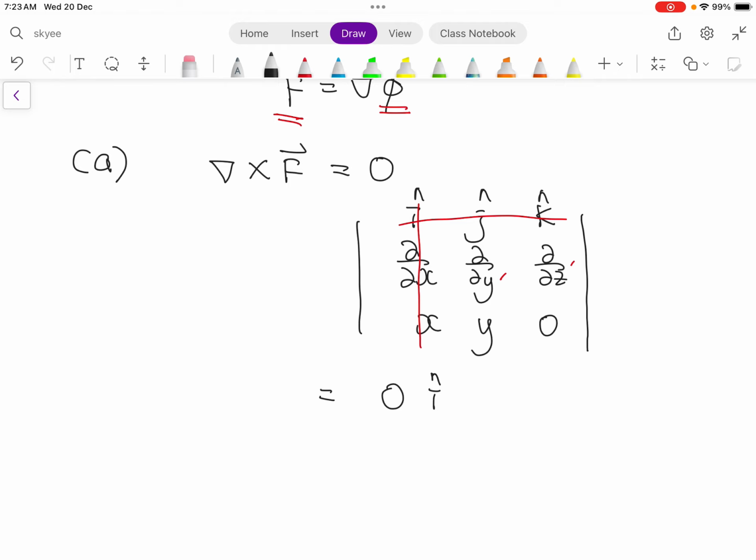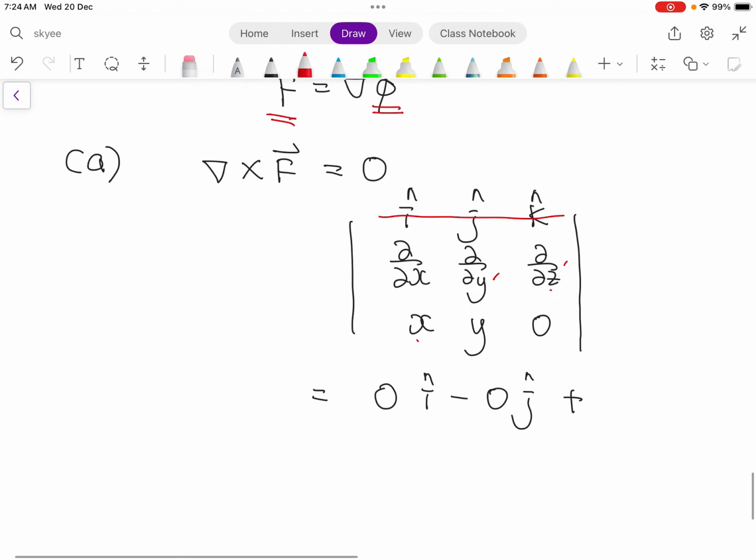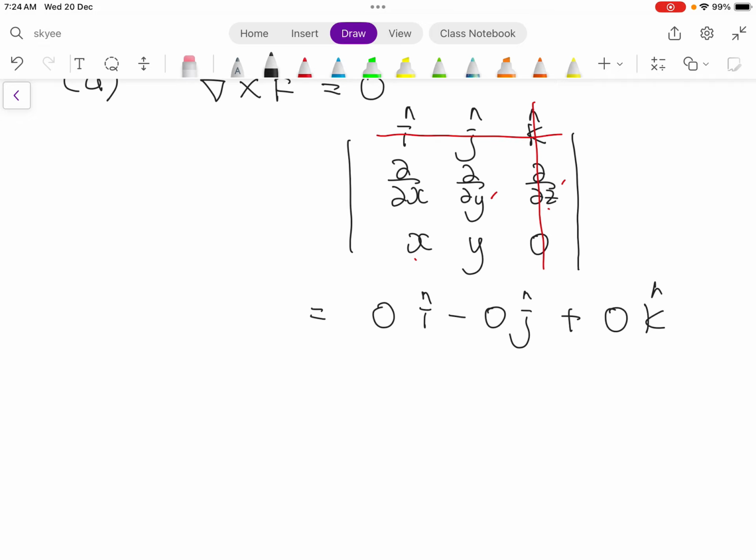For the j component, you repeat the same thing. You hide this one and hide this one. So this del x multiplied by 0 gives 0. Del z, there is no z component, so it is also equal to 0. And for the k component, same thing, you hide these columns. Again, it is still 0. So this shows that f is conservative because all are 0.